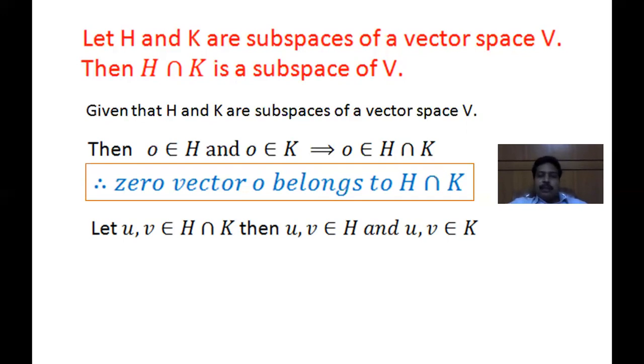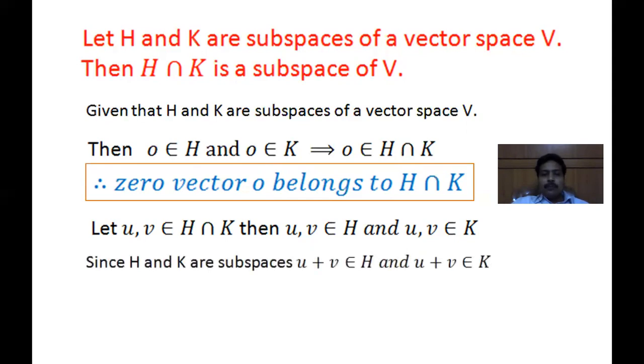If you take two elements, U and V in H intersection K, then the vectors U and V belong to both H and K. So they belong to both the vector spaces. Since they are subspaces of V, U and V belong to H and U and V belong to K. So since these two are subspaces, from the closure property, first axiom, we can say that U plus V belongs to H and U plus V belongs to K. So whenever U and V belong to H intersection K, U plus V belongs to both H and K.